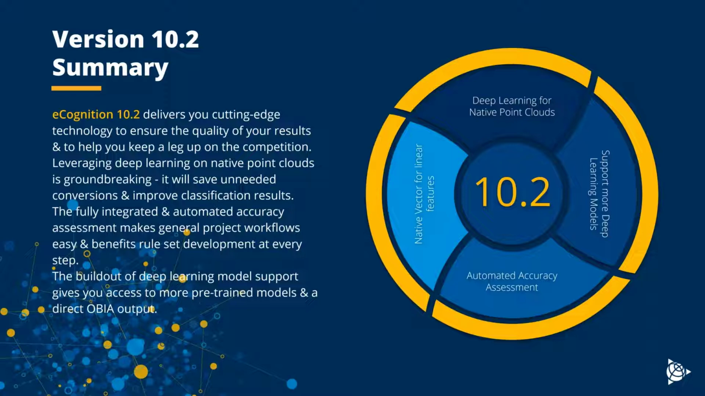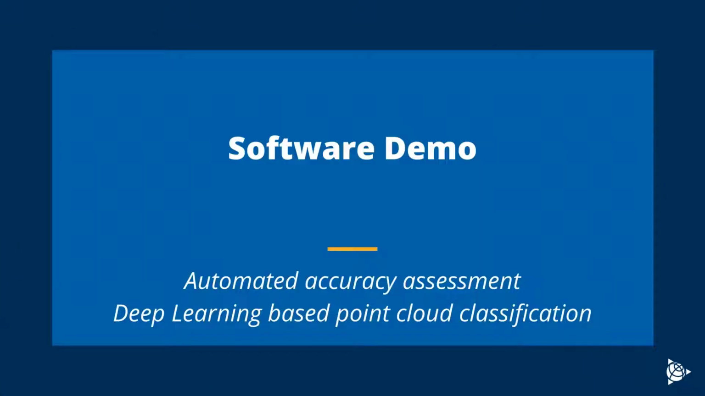And then of course, building out support for third-party deep learning models is something that's just going to keep growing. There's a growing number of deep learning models available out there, and we're going to do our best to keep up with that growth and provide you the tools to bring those in and get a direct OBIA output as quickly as possible. So in my mind, that's the summary of what we've done here in 10.2. And that brings us to a software demonstration.